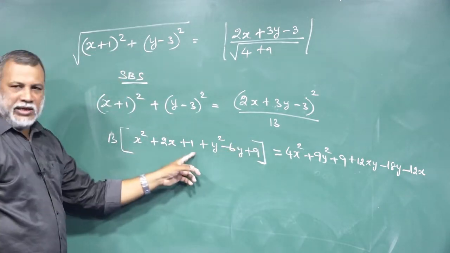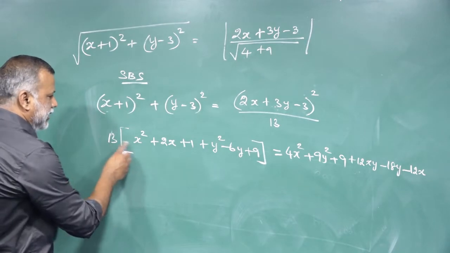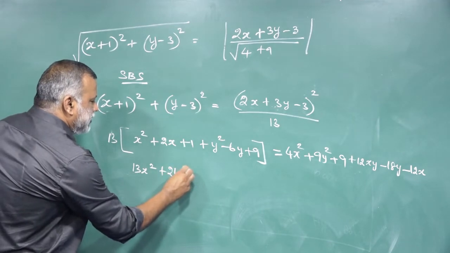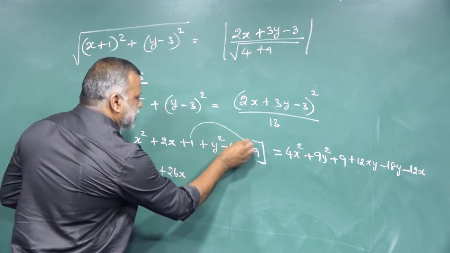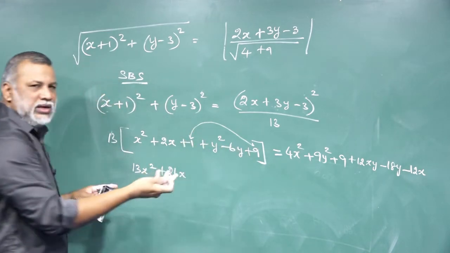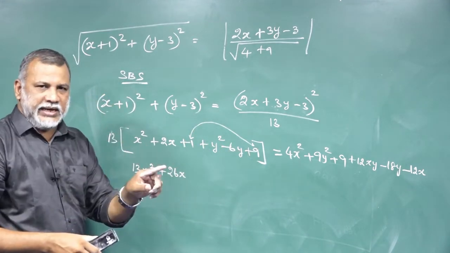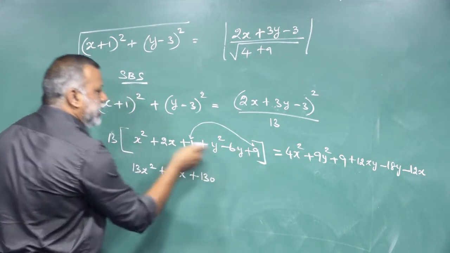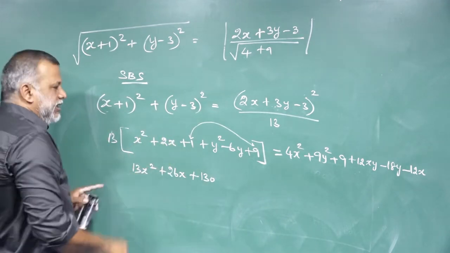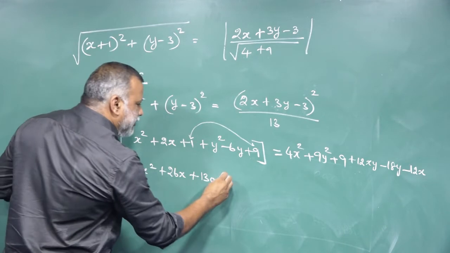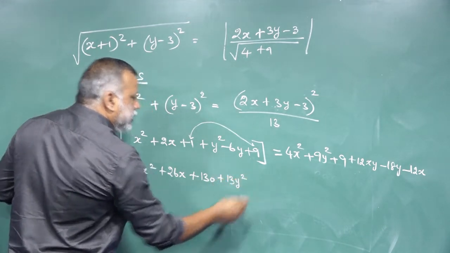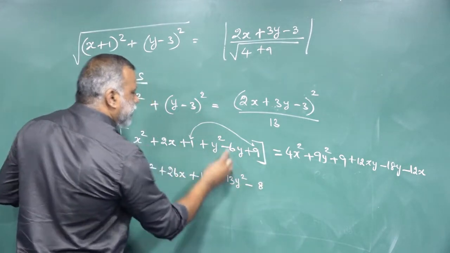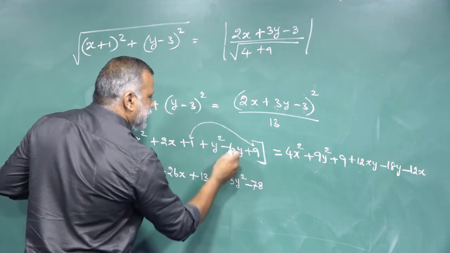Now this 13 is multiplied with the inside. So we can multiply here: 13x squared. Then 13 into 2, 26x. Here, see, this one is a constant. Again this 9 is also a constant. 9 and 1 adding we get 10. 10 multiplied by 13, we can get 130. Now this 13 is multiplied with y squared, we get 13y squared. Again 13 is multiplied with the minus 6: 3 sixes are 18, again 78y.